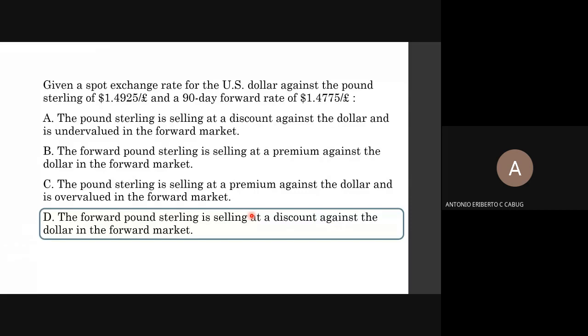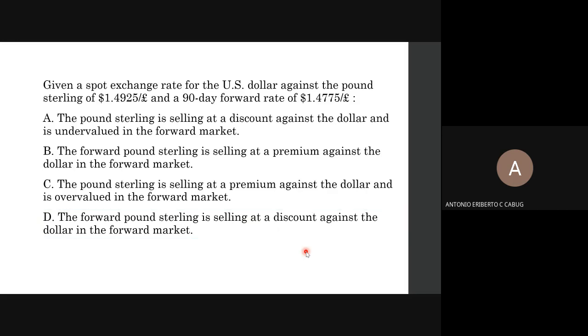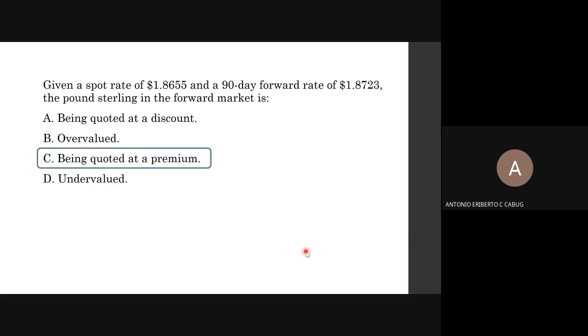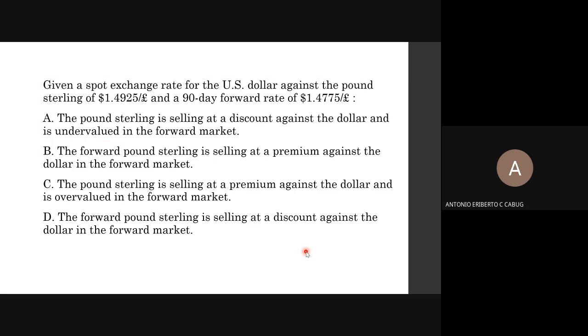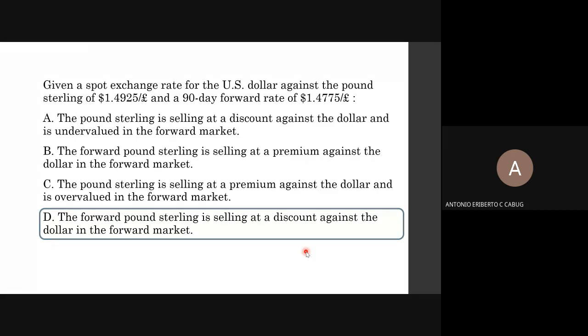Uulitin ko. Sinabi ko sa last video na wala pa akong diniscuss paano malaman kung undervalued or overvalued yung rate. Wala pa tayo sa point na makakapaghusga tayo kung undervalued or overvalued yung rate. Okay? The only conclusion that you can make is letter D. You cannot make a comment about its valuation. Letter D.